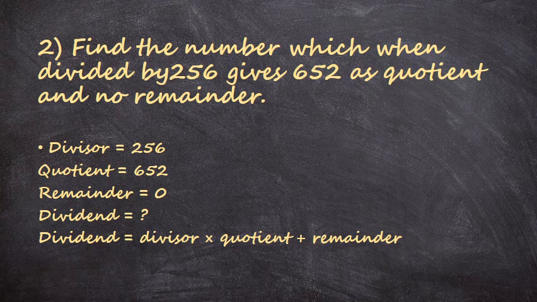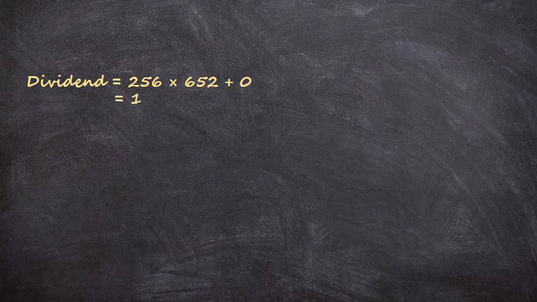See, according to this formula, divisor is given, quotient is given, remainder is given. We are supposed to find out the dividend. So by applying this formula, we will take out the answer. Dividend is equal to 256 multiply 652 plus 0. 256 is the divisor here, 652 is the quotient and 0 is the remainder.